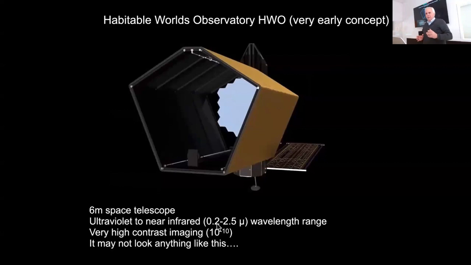Nobody knows yet what it will look like. This is just an idea, but it may not look anything like this. The schedule is that they've just approved it. The next step is to look at the technology we need, because we don't have the technology yet. And then in 5-10 years from now, they will decide what the telescope is going to look like based on the technology we need and the technology we have. And then we'll launch in the early 2040s. That's the idea.